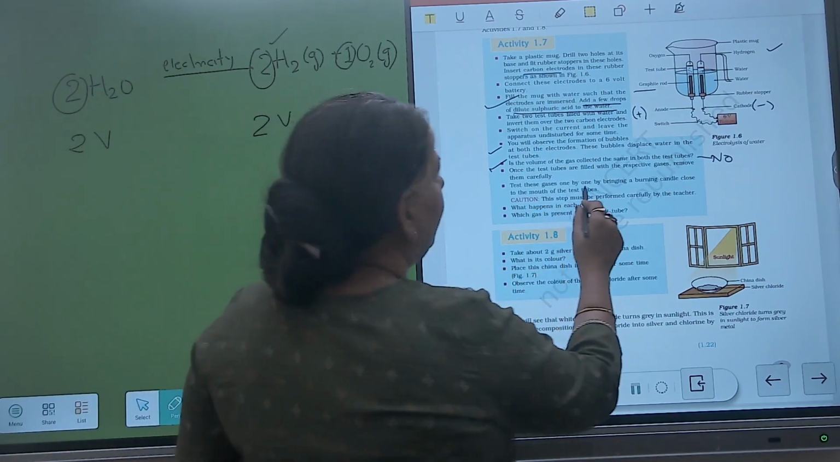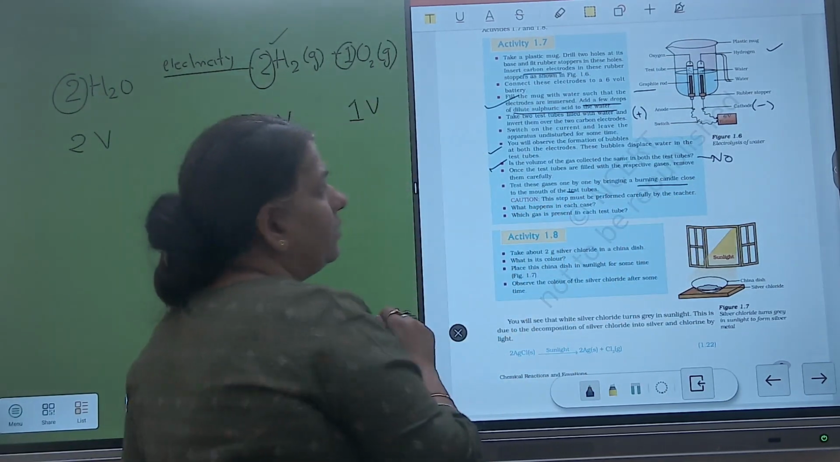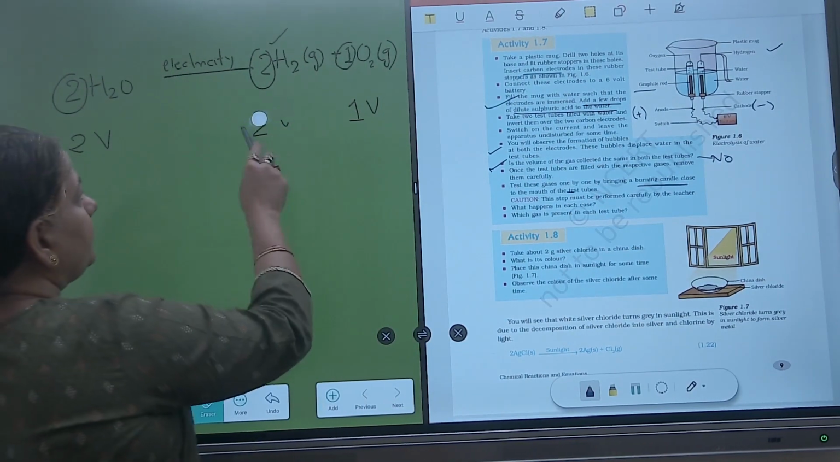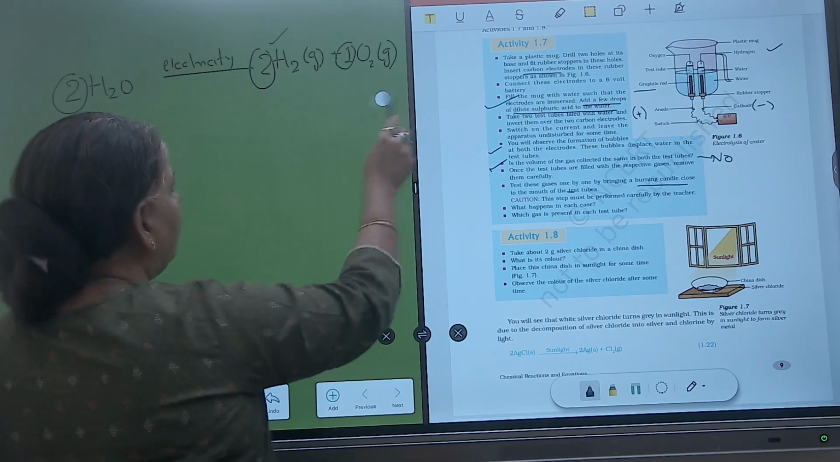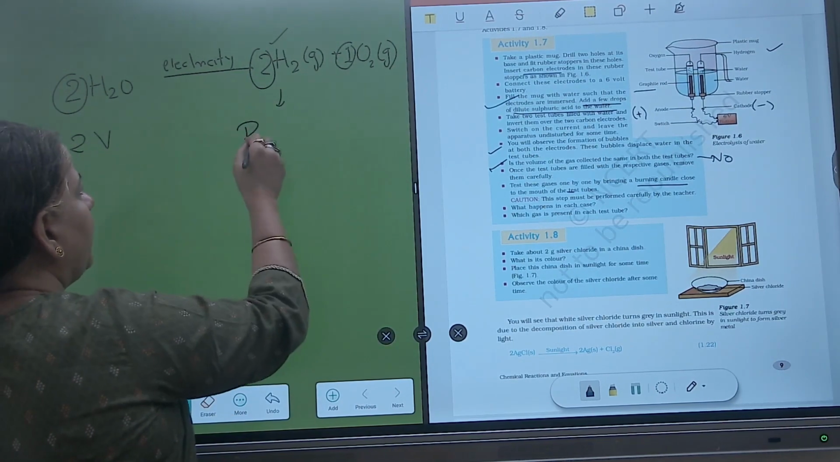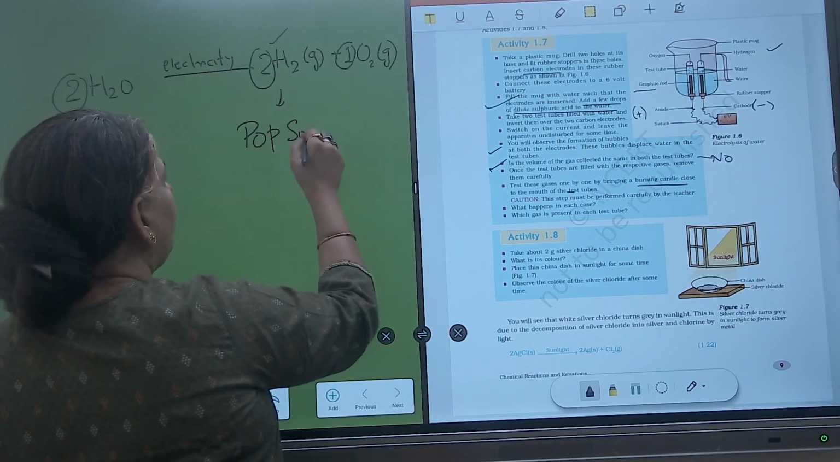Okay, test these gases by bringing a burning candle close to the mouth of the test tube. When we bring the burning candle, hydrogen will burn with a pop sound. So here you get a pop sound. This is the test for hydrogen gas. It burns with a pop sound.